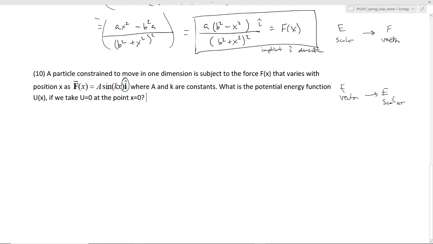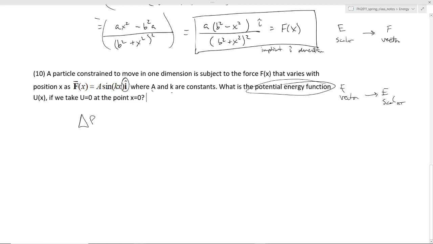So anyway, a particle is constrained to move in one dimension, is subject to the force f of x that varies with position as f of x equals a sine kx, where a and k are constants. And we want to know what is the potential energy function, u of x, if we take u to be equal to 0 at the point x equals 0. So what this problem is asking us to do is convert from force to potential.